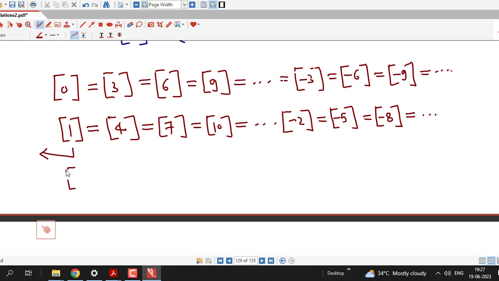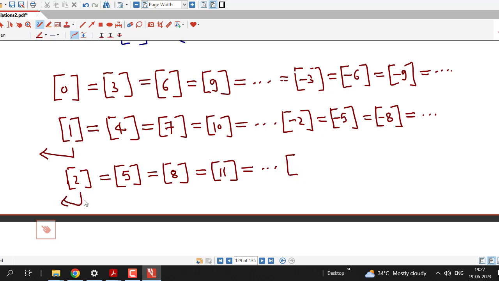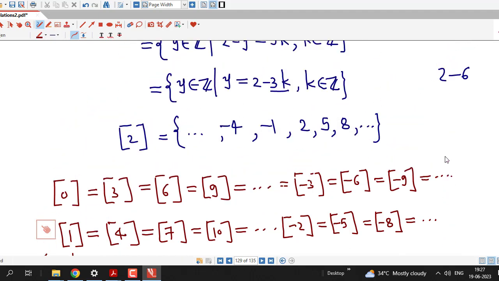And the equivalence class generated by 2 is equal to 2 plus 3 is 5, 5 plus 3 is 8, 8 plus 3 is 11, and in this direction 2 minus 3 is minus 1, minus 1 minus 3 is minus 4, minus 4 minus 3 is minus 7 and so on. So this is the answer.